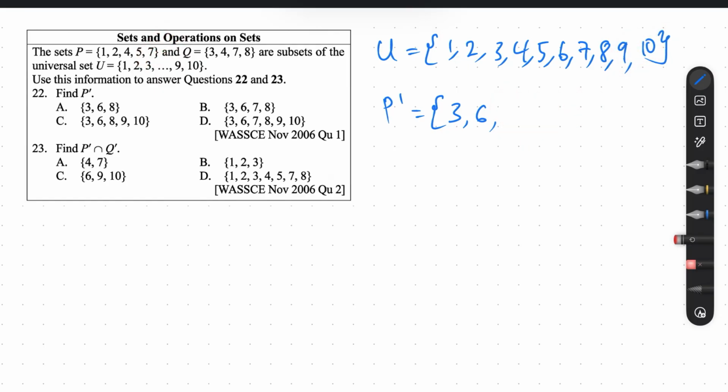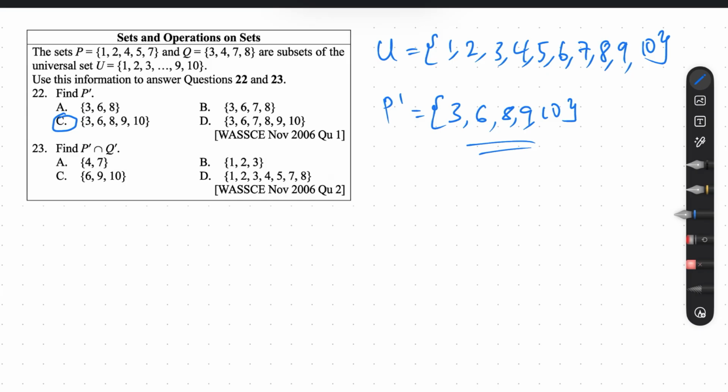So let's write that down. So we have 8, 9, 10. So this is our P complement. Let's see, where do we have it? That will be 3, 6, 8, 9, 10. That is C. Okay, let's go to the next question.